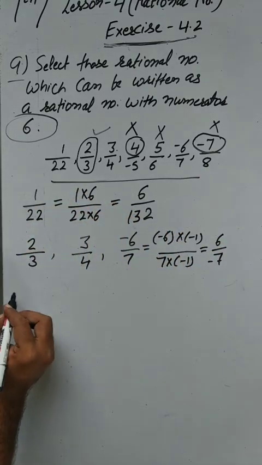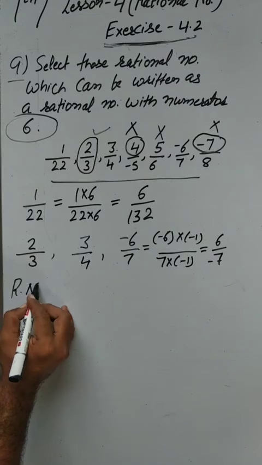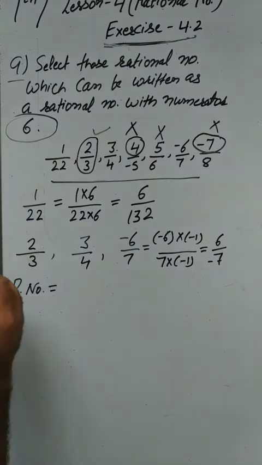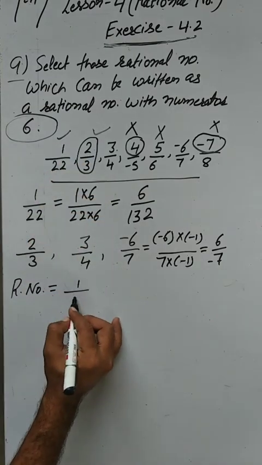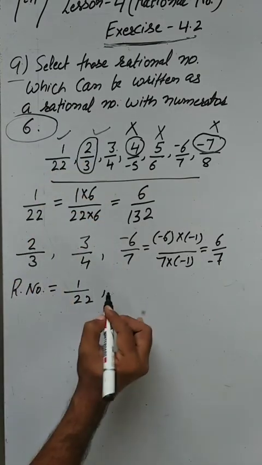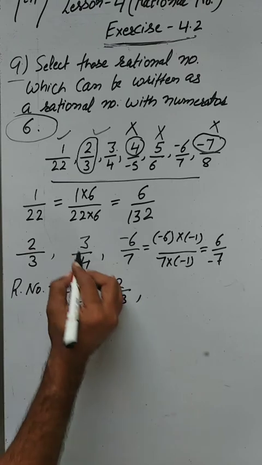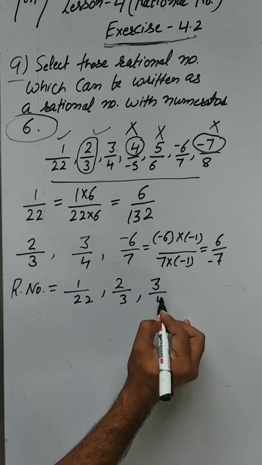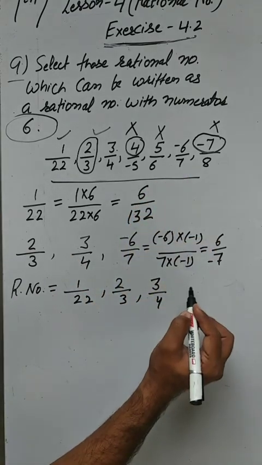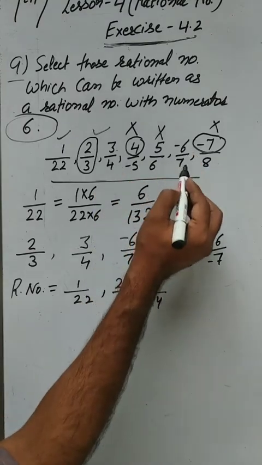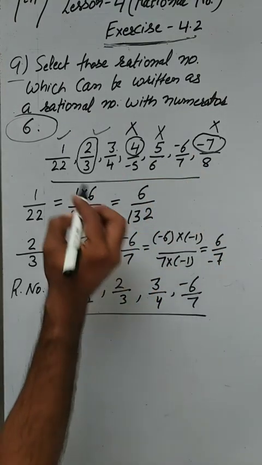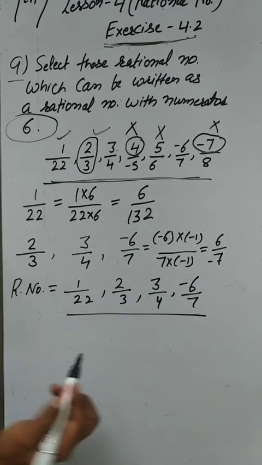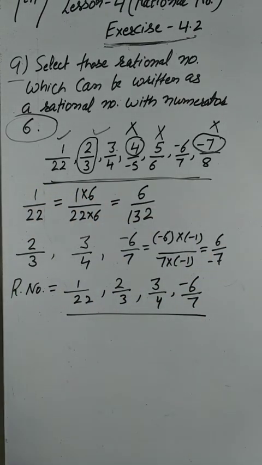So these are our rational numbers. Which rational numbers can be written with the numerator 6? First is our 1 upon 22. Second is 2 upon 3. And then 3 upon 4. And then minus 6 upon 7. Only these rational numbers in the given numbers can be written with numerator 6. Understood?